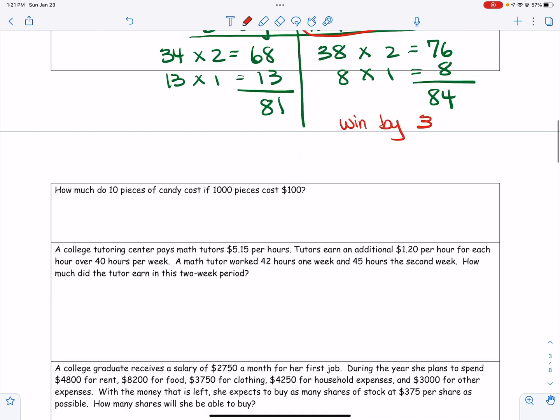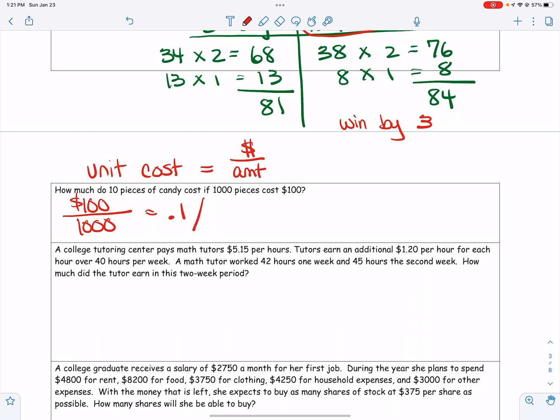Okay, the next problem is dealing with a unit cost, or you could go back to your ratios and proportions. The way that you do this: one way to look at it is, if you're looking at unit cost, then that means you're going to take the price over the amount of the pieces. So if you have $100 and you divide it by 1,000 pieces, that tells you that each piece is going to be worth 10 cents per piece of candy.